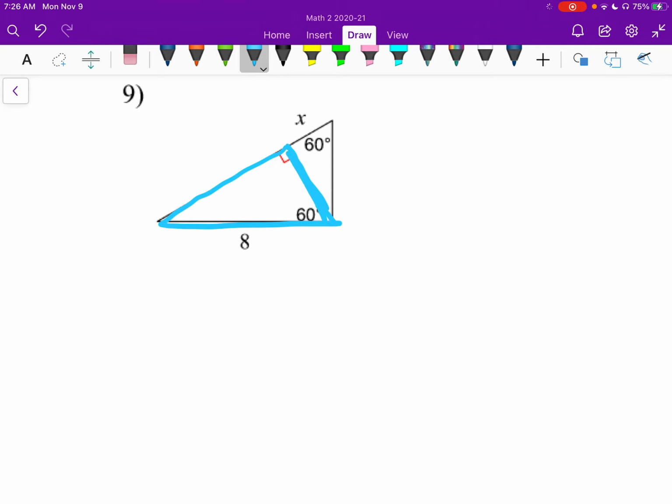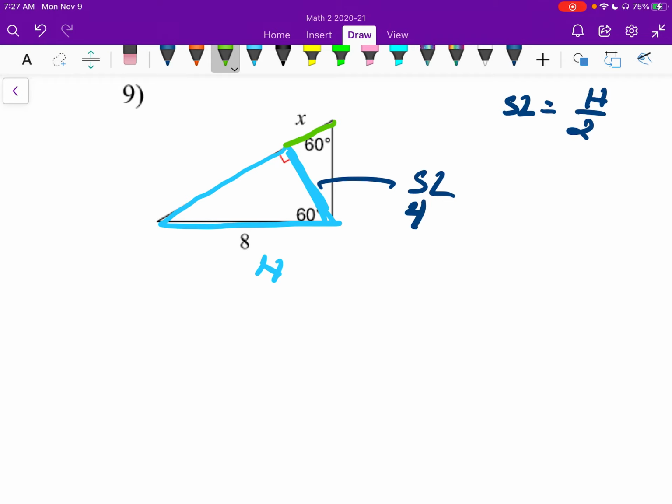What I'm given is the hypotenuse, and I want to find, in the blue triangle, the short leg. To get from the hypotenuse to the short leg, what do we do? I believe that the short leg equals the hypotenuse over 2. Let me double check. Yes. So my short leg right there is going to be 4, right? 8 divided by 2.